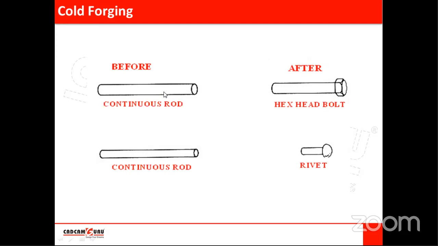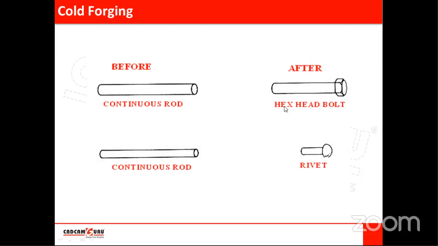There, before, there will be a continuous rod and it is applied to the die, and they are applying pressure here in the axial direction. Due to this compressive force in this direction, this end will get inside the die and get this shape. And again, they showed very large hexagonal head bolts.